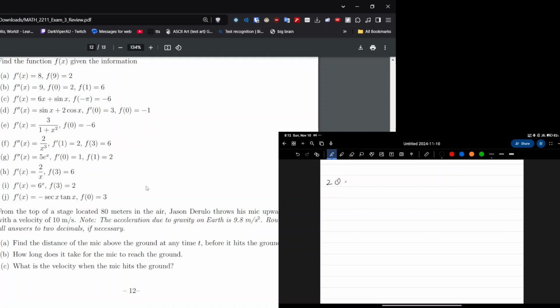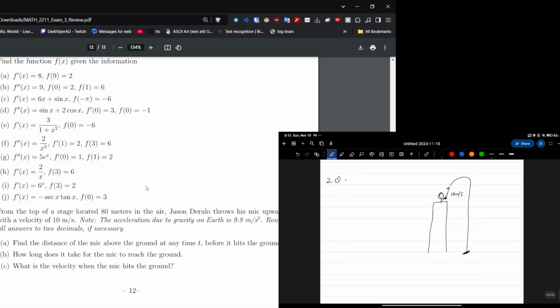Okay, now let's construct that. He is 80 meters up high. Does anyone know who he is? Type it in the chat while I'm making this. Okay, that's Jason over there. He threw his mic up with a velocity of 10 meters per second, and the mic would eventually go down and hit the bottom. Okay, he's some pop singer. Okay.